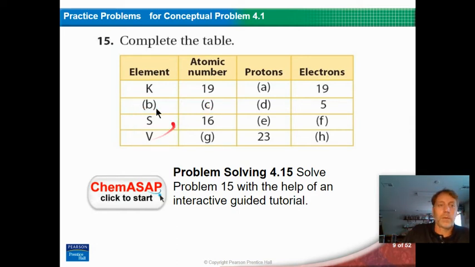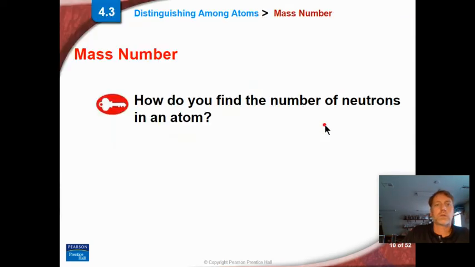Okay, element S, which is sulfur, has atomic number 16. Therefore, it's going to have 16 protons and 16 neutrons. Okay, so that's just to give you a little introduction to atomic number. Now we're going to talk about the mass number.